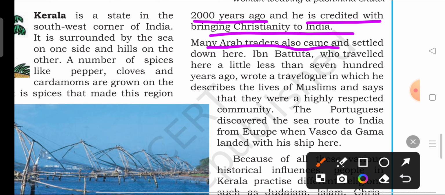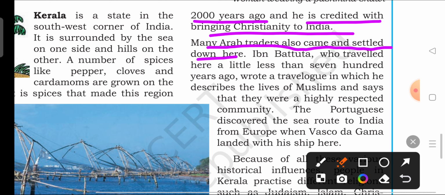Many Arab traders also came and settled down here. These traders who came as traders also happened to settle down here, because in ancient times it took a very long time to travel from one place to another. Usually when they visited other countries, mostly they ended up settling there if they liked the place. So many Arab traders also came and settled down here in Kerala.